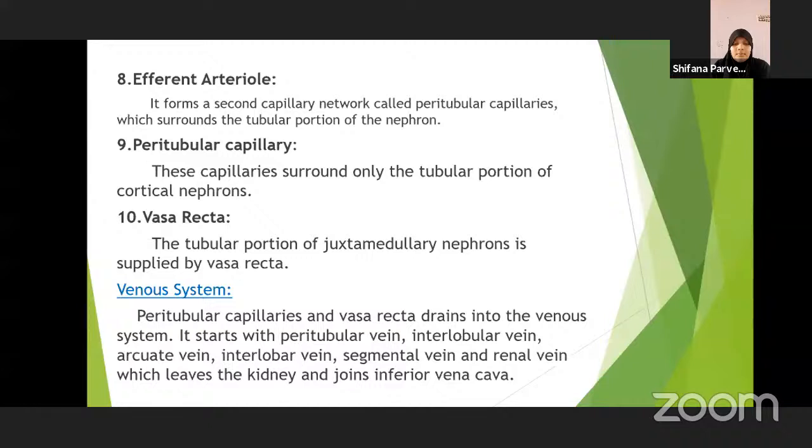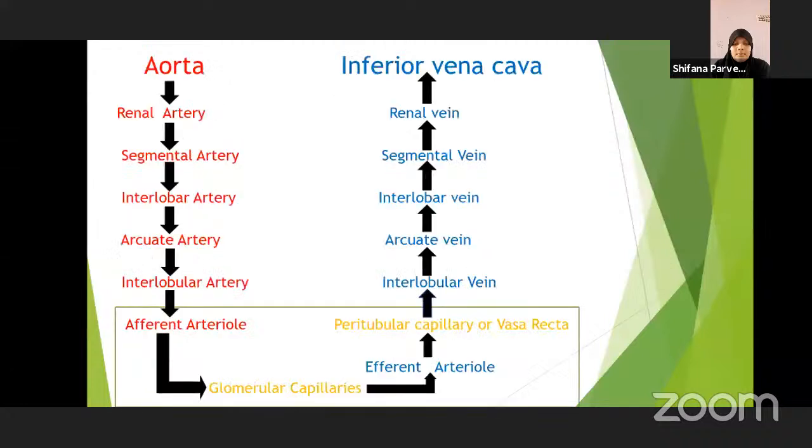Vasa recta. This capillary surrounds only the tubular portion of the juxtamedullary nephron. Then these drain into the venous system such as peritubular vein, interlobular vein, arcuate vein, interlobar vein, segmental vein, and renal vein, which leaves the kidney and joins the inferior vena cava of the heart. This is a flow chart of renal blood vessels.